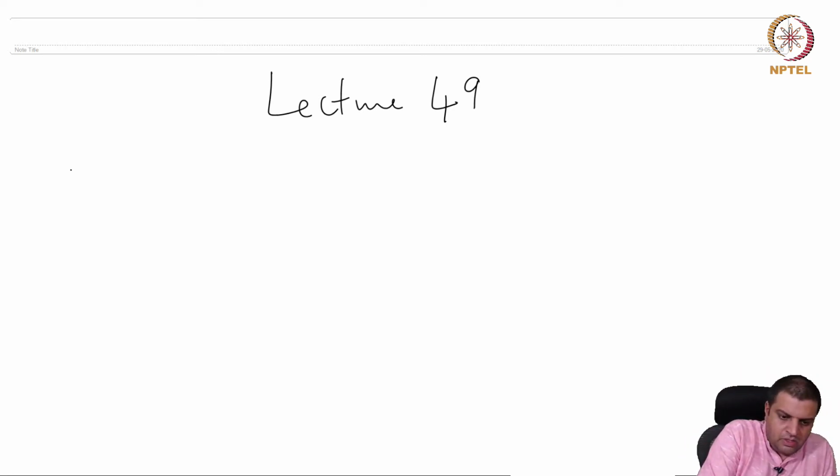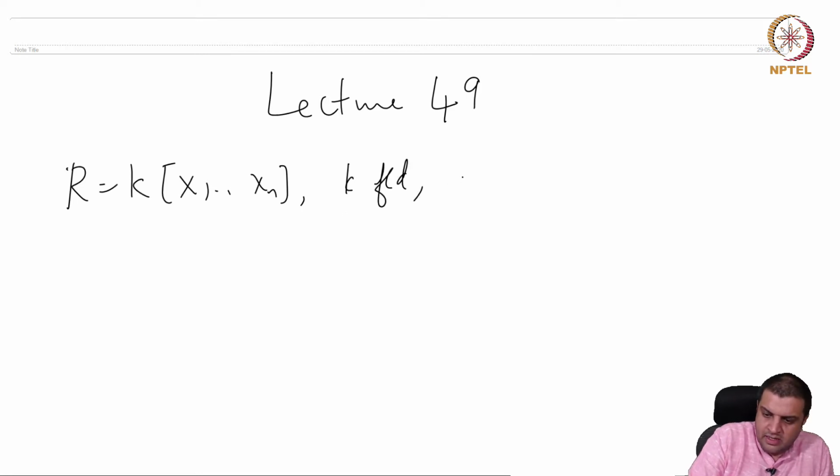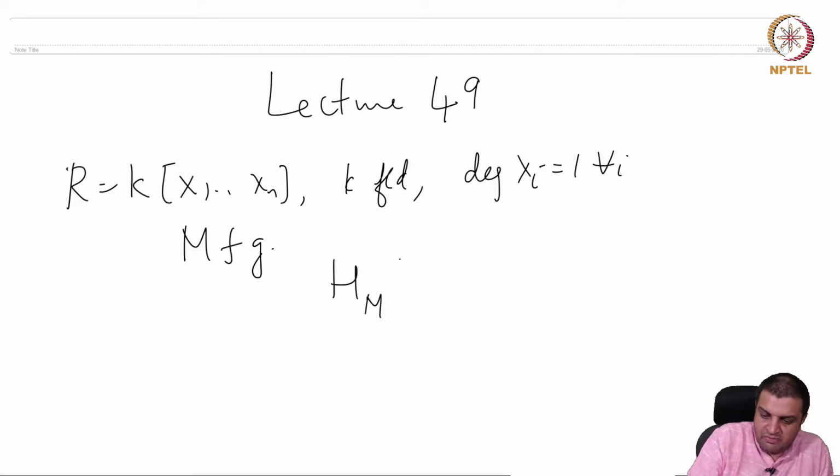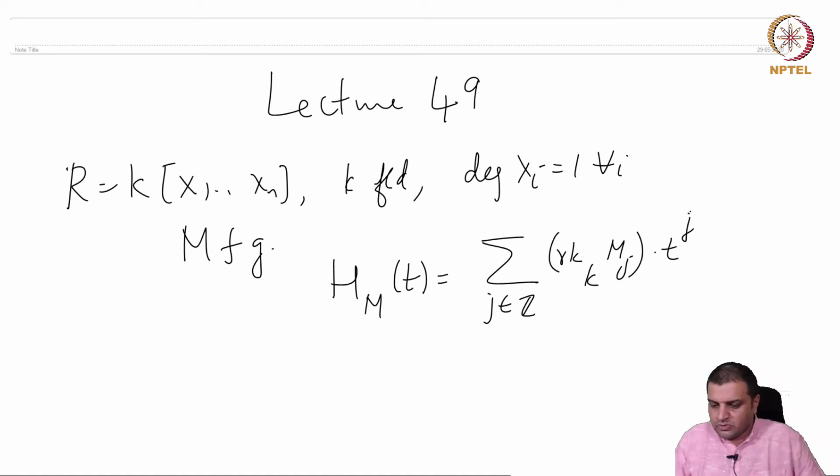So recall that R is a polynomial ring over a field K in some n variables, graded with degree of x_i equal to 1 for all i, and M is finitely generated. Then there is a Hilbert series of M, a formal series, the sum of the rank of M_j as a K vector space times t to the j. This is what we have.